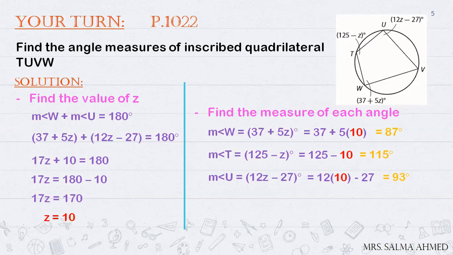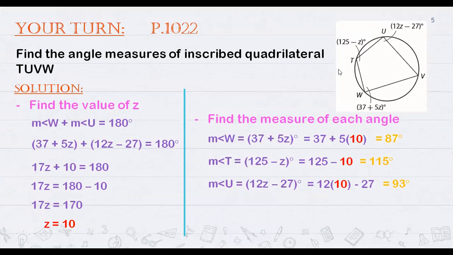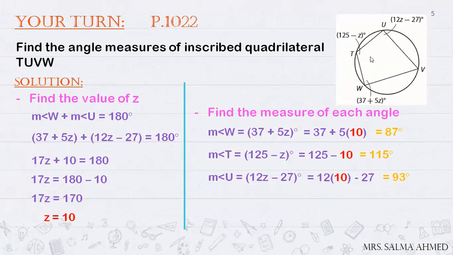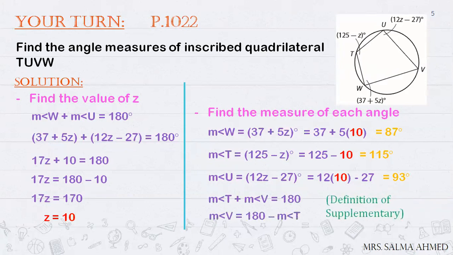Now I need to get measure of angle V. So I'm going to use the inscribed quadrilateral theorem, that the sum of the opposite angles is 180. So I'm going to use measure of angle T plus measure of angle V. Now I'm going to move, so measure of angle V is 180 minus measure of angle T. Now I have measure of angle T, which is 115. So 180 minus 115 gives me 65 degrees, sorry.